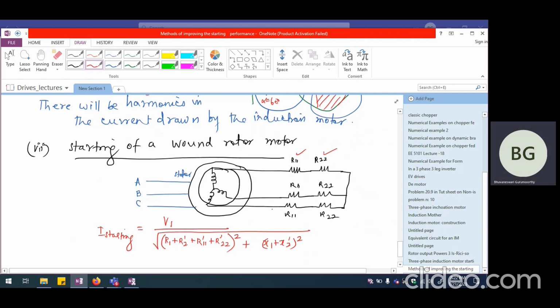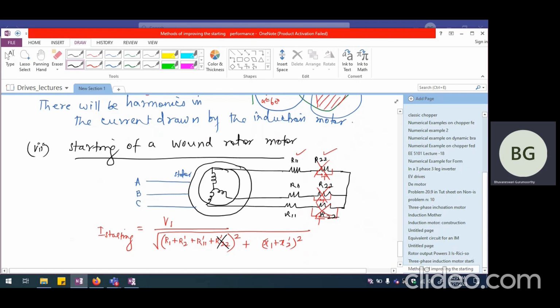Now, once the motor picks up speed, what I'm going to do is close this switch. So I'm going to have some contactors here. This will be closed. This will also be closed. So when I close the switch, these resistances will be eliminated from the induction motor's rotor circuit. So automatically when I calculate the current, I have to remove this particular resistance. So the current can increase now.